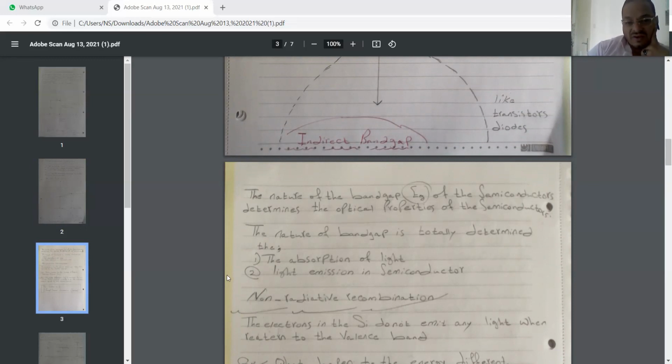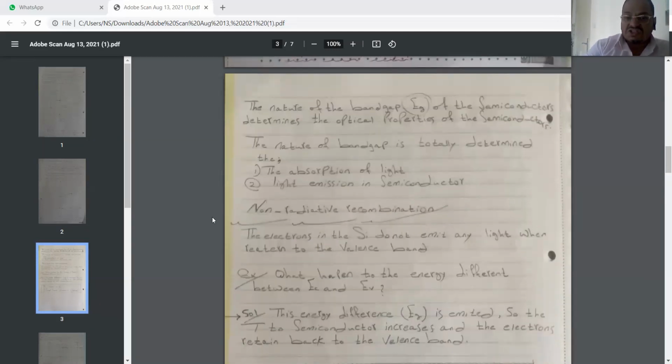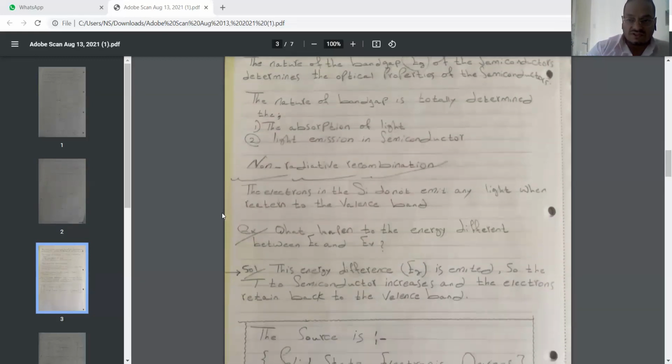And we have 2 important things. We can determine these 2 points from the nature of the band gap. The first thing is the absorption of light, and the second thing is the emission of light in the semiconductor: absorption and emission. All these 2 points, we can determine by knowing the nature of the band gap. Non-radiative recombination, let's take a look at this note.